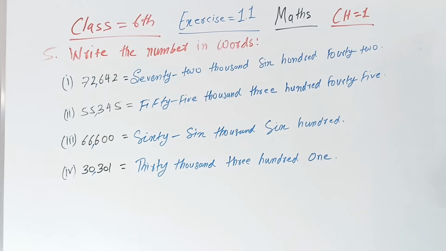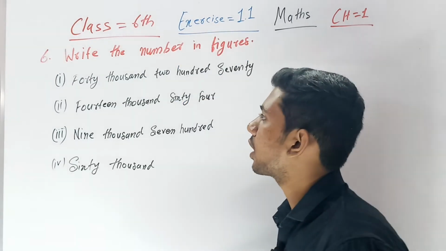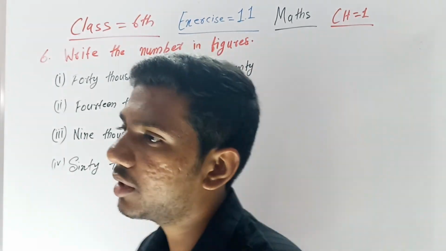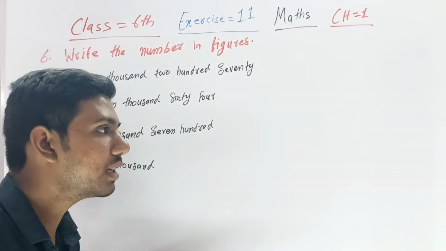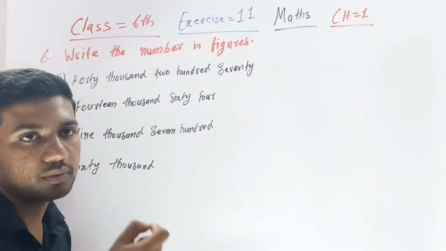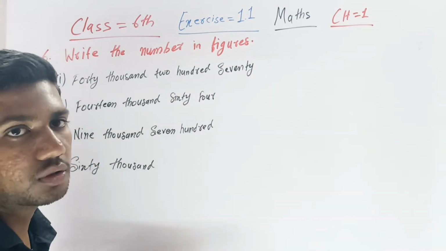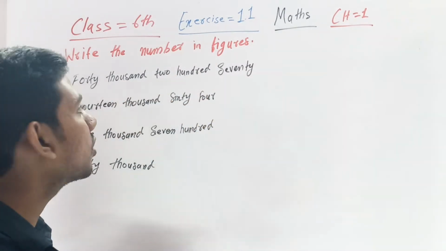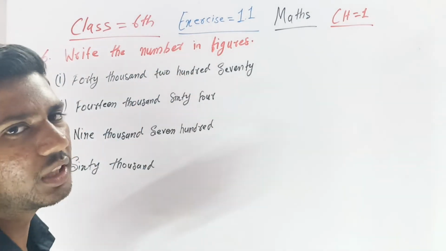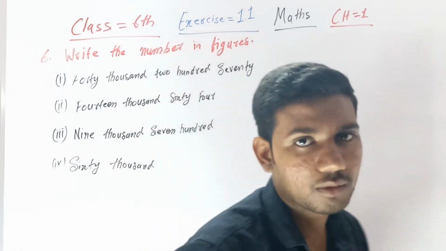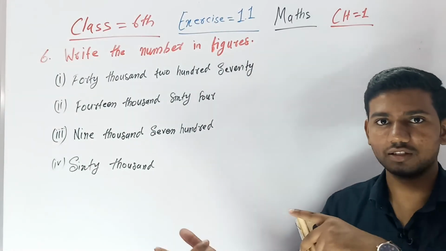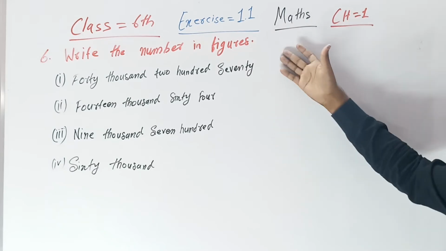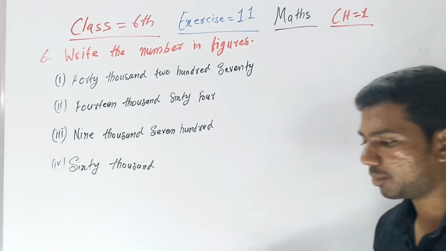So now let's talk about sixth one. Write the numbers in figure. It means we have to write this number in digit. You know, digit, 1 digit, 2 digit, like numbers 1 2 3 4. We have to write these words in the digits. Okay, figure means digits only. So don't think like one picture will be there, or a photo. It means we have to write in digit, or you can say in number.